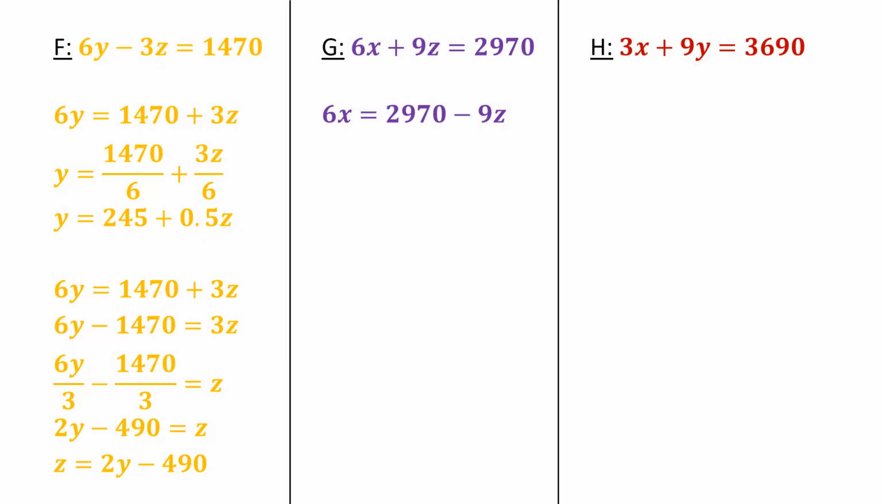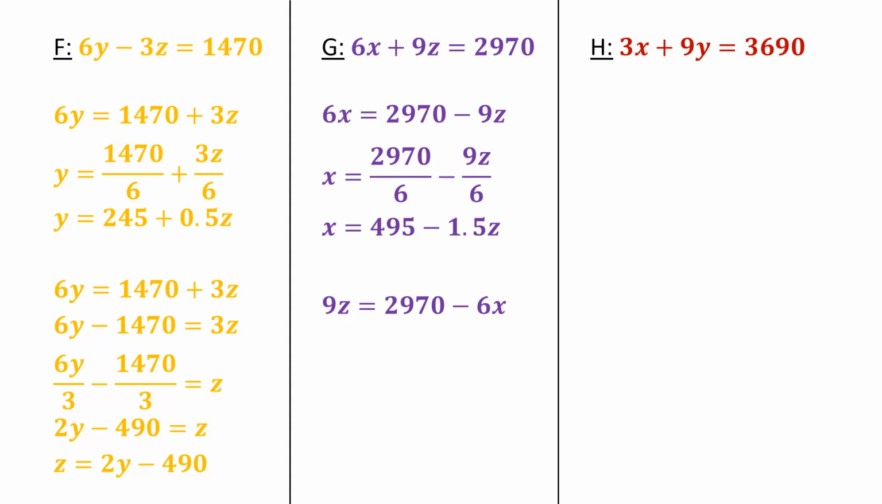Right, we're moving to equation G and we're rearranging this. So we're popping the 9z over to the other side and dividing everything by 6. And we get x is equal to 495 minus 1.5z. We're going to rearrange G again, this time for z. So we're going to pop the 6x on the other side, divide everything by 9, and get z is equal to 330 minus 0.6 recurring times x.